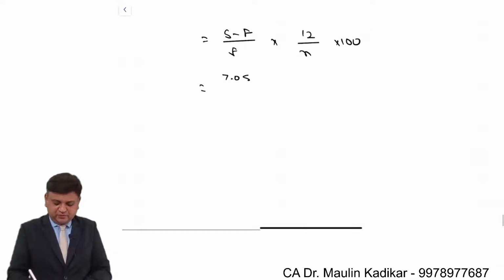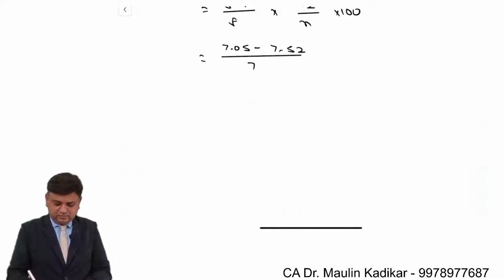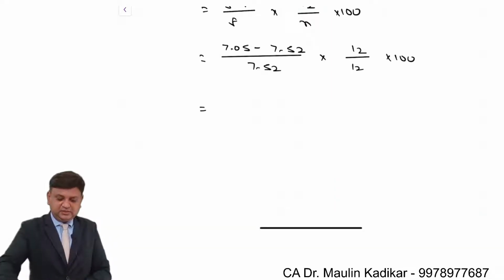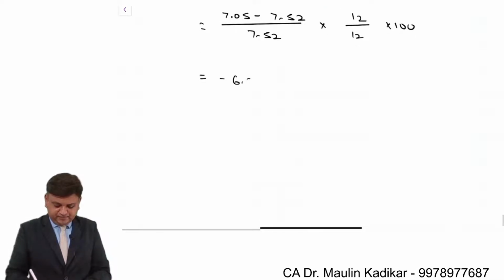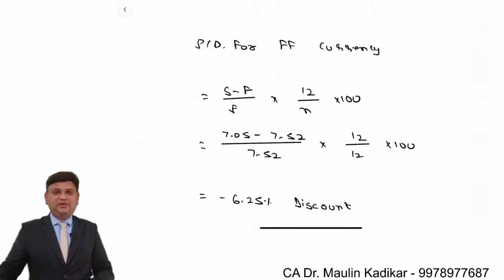Spot is 7.05 minus forward is 7.52, upon 7.52, into 12 divided by 12 into 100. That is the way we can do the answer. 7.05 minus 7.52 upon 7.52 into 100 comes to negative 6.25%, and that is what we understand as a discount.